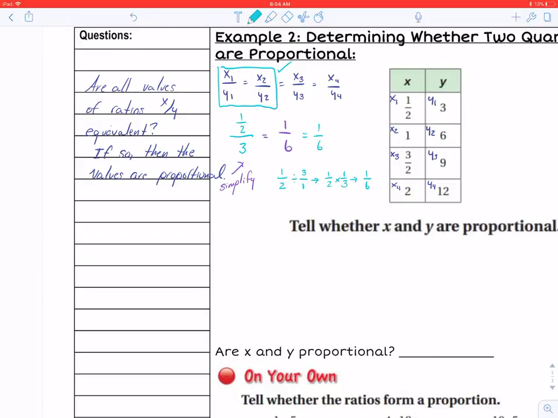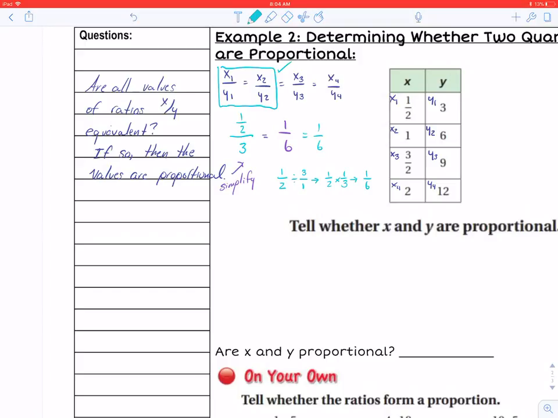So in order to determine whether all of the values are proportional, whether this whole table is proportional, we also need to make sure that x3 over y3 and the ratio of x4 over y4 also are equal to x1 over y1. And once we have determined that, then we can say, yes, they are proportional.